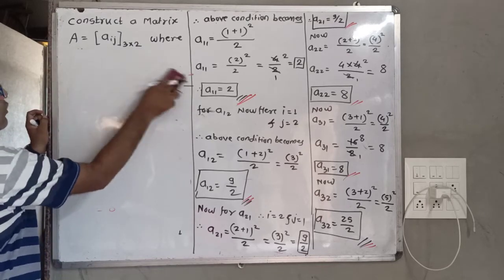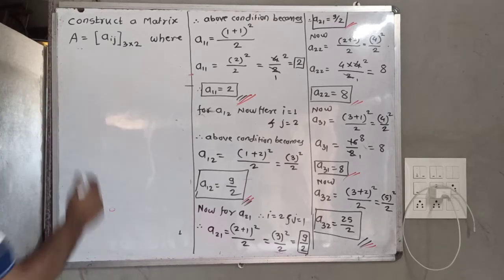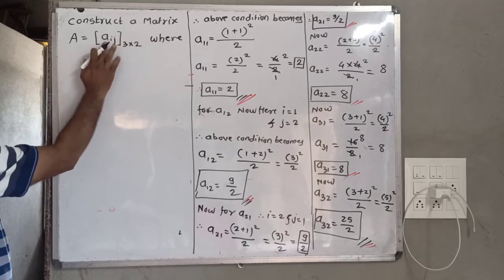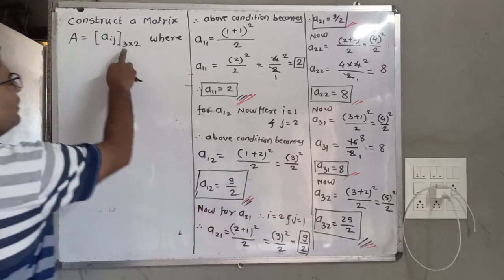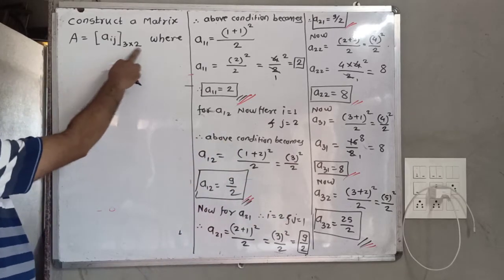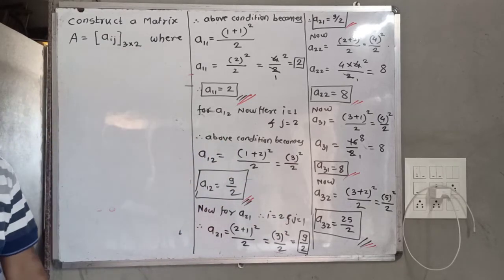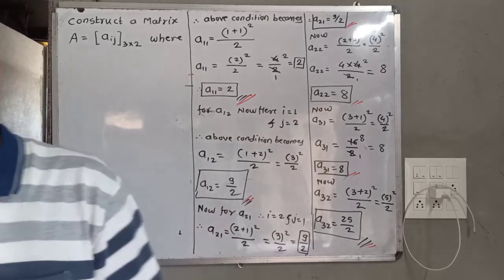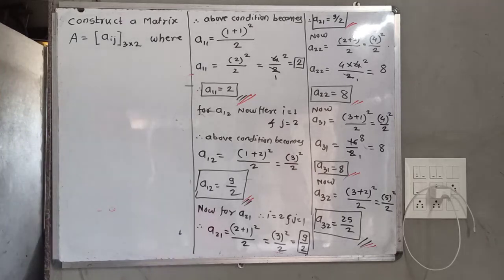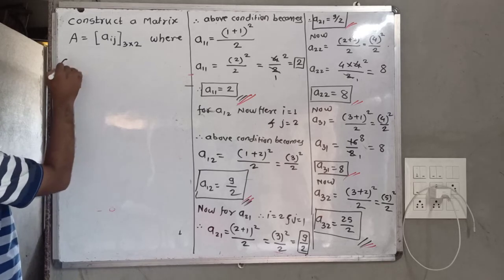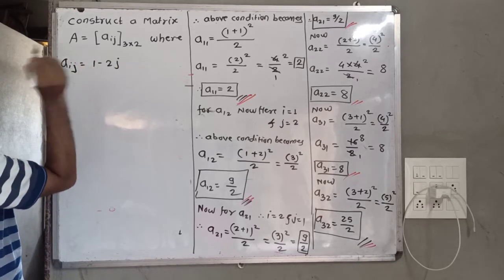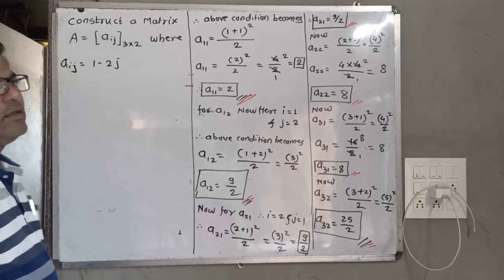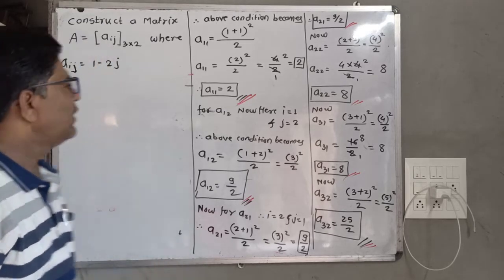Now again construct a matrix A equal to Aij, 3 by 2. Means again we are going to construct the matrix which has 3 rows and 2 columns, where the element condition is what? Aij equal to I minus 2j. This is the condition for these elements.